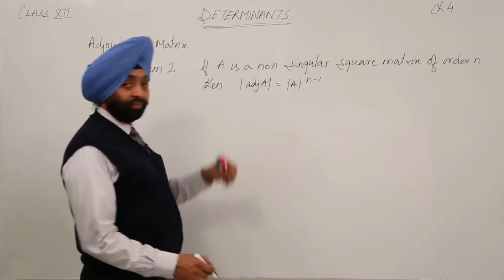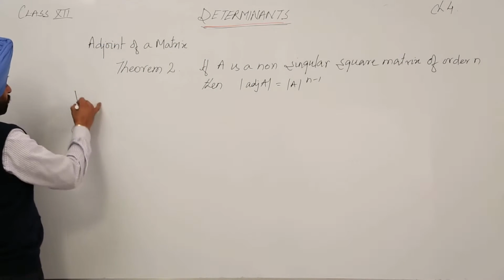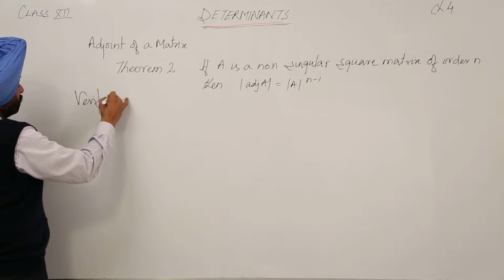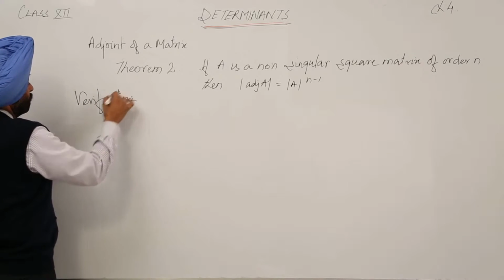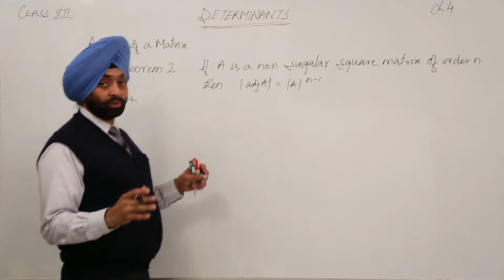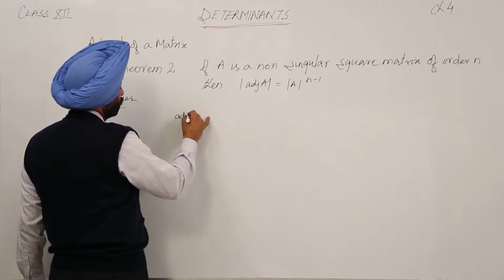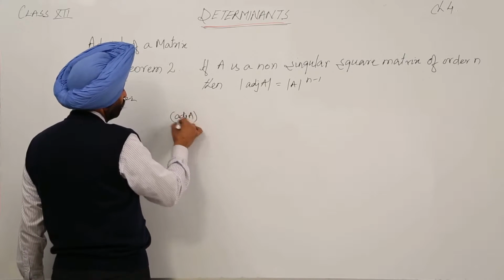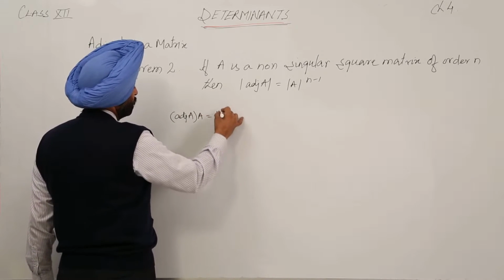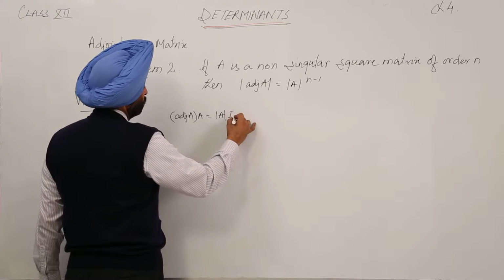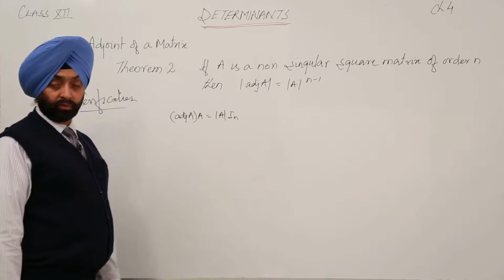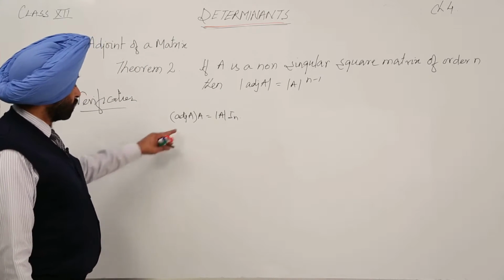Now let's verify this theorem. Okay, verification now. Now what was theorem 1? Theorem 1 was, if we are having adjoint A with A, this was theorem 1. Okay, from the last theorem.